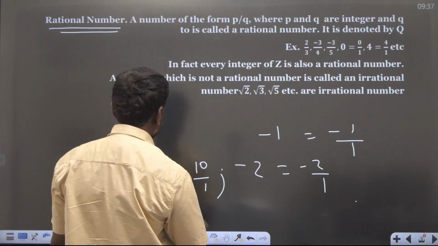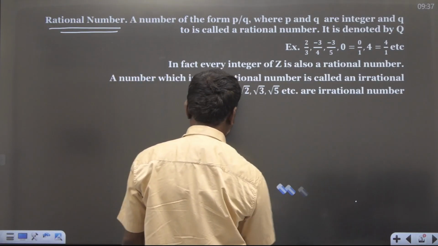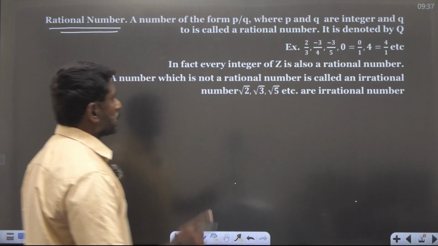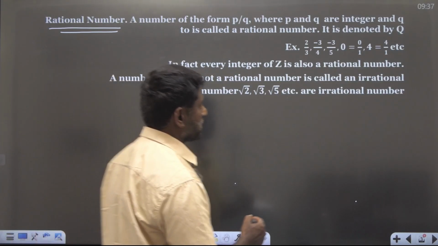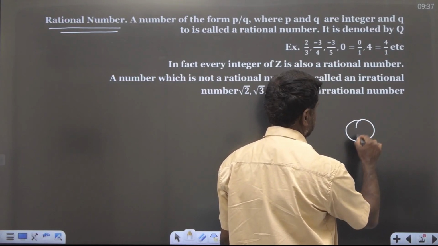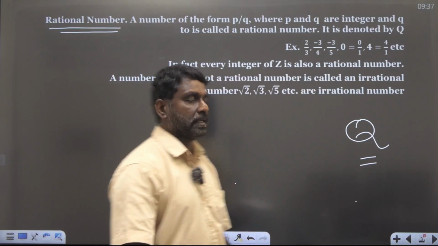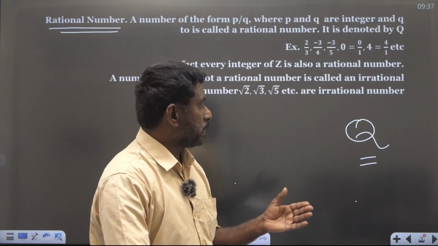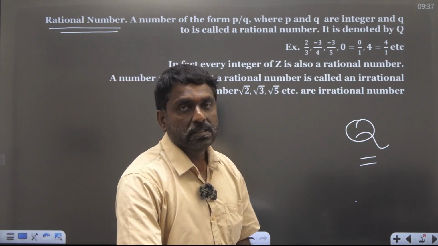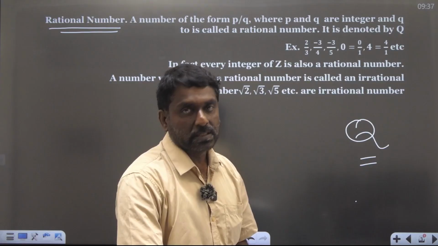Next is irrational number. What is an irrational number? One more point: rational numbers are usually denoted by the letter capital Q in mathematics, in the number system, used to represent rational numbers.